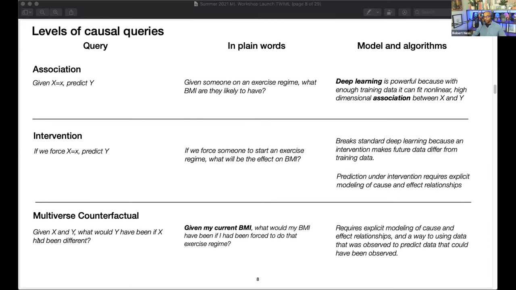Multiverse counterfactual is saying, given X and Y, what would Y have been had X been different? So let's say I've been cooped up because of COVID for over a year and I haven't been exercising. After a year, I see my BMI, and I might ask myself, what would my BMI have been had I exercised at home this whole year? So this is not so much asking in general what happens when somebody starts exercising. This is saying that given that I didn't exercise and I have a high BMI, using both of those bits of information, try to predict what would have happened otherwise. Not only does this require an explicit model of cause and effect relationships, but you need a way to rewind time to that point of decision where I decided not to exercise, change the decision, and then fast forward again, keeping everything else constant except for the things that were affected by that decision.